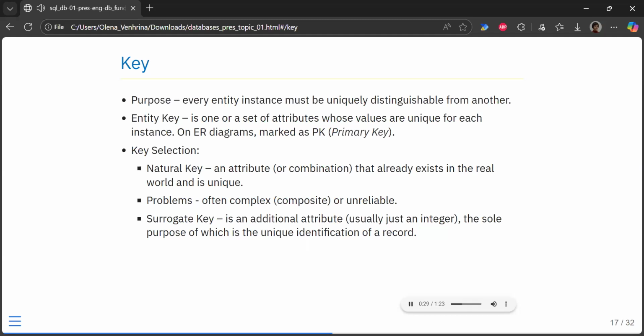When choosing this key, engineers have 2 paths. The first path is to use a natural key. This is an attribute that already exists in the real world and is, supposedly, unique.